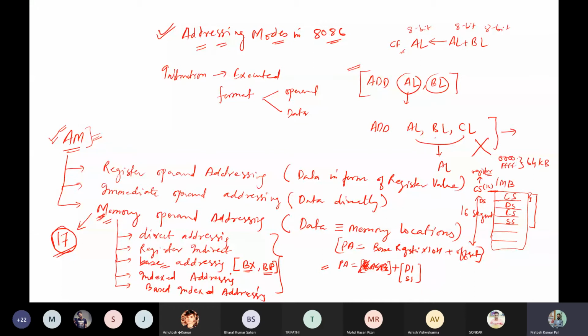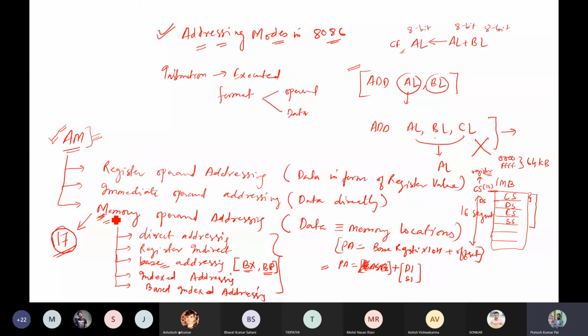Okay. So in total, if we consider, there will be basically these 5 to 7 modes, and one is implicit addressing mode. So we will be seeing one by one. And if we consider all possible combinations of memory accessing type, it will be a total of 17 types of addressing modes. So we will not be considering that. We will basically see these 5.